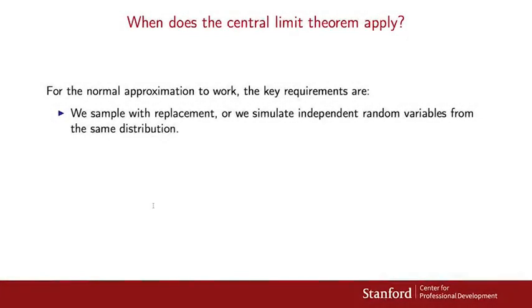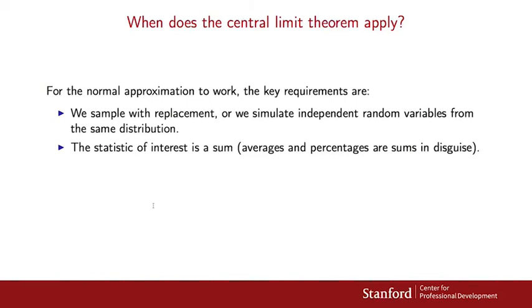Let's summarize the main requirements for the central limit theorem to apply. First, we need to sample with replacement, or we need to simulate independent random variables from the same distribution. It turns out there are actually also central limit theorems for sampling without replacement. And in any case, we know that if the sample size is much smaller than the population size, then sampling without replacement is about the same as sampling with replacement, and so everything works out. The second important requirement is that the statistic we are looking at must be a sum. And remember that averages and percentages are essentially sums after multiplying.